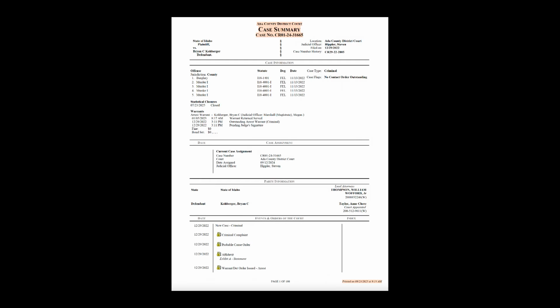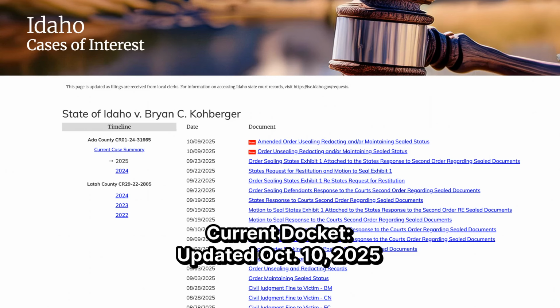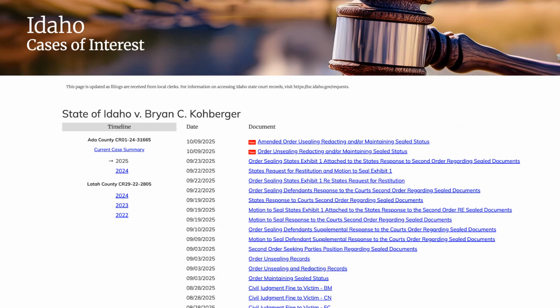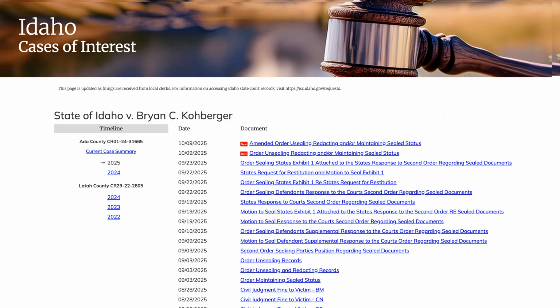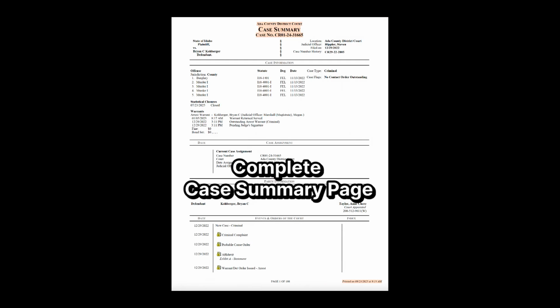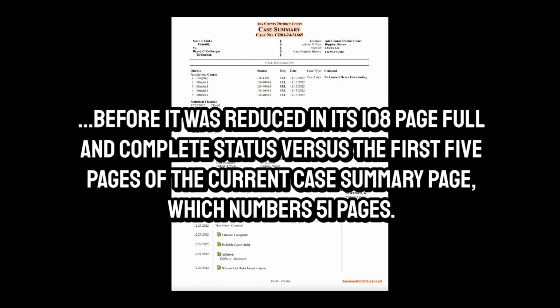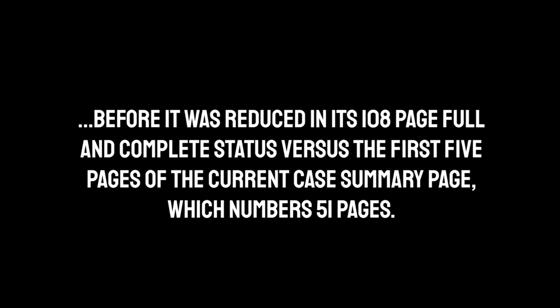You don't want someone else telling you what the court records that they do publish on the docket says or doesn't say. Same with the case summary page. I'm going to, in this episode of the IndieZoNe, start out with a compare and contrast of what was originally the first 5 pages of the case summary page before it was reduced in its 108-page full and complete status versus the first 5 pages of the current case summary page, which numbers 51 pages.